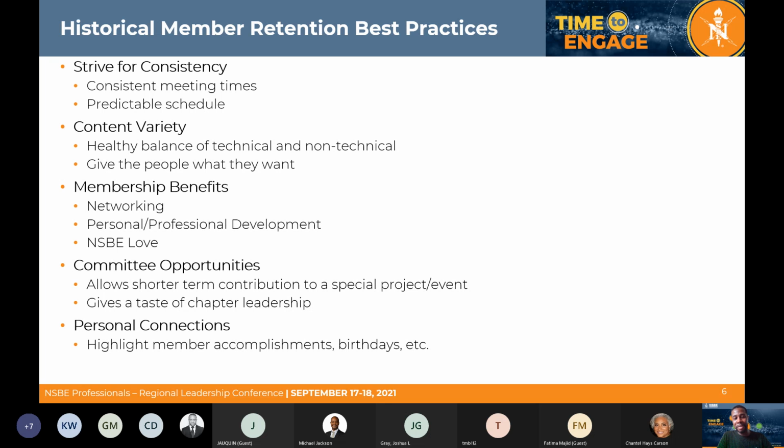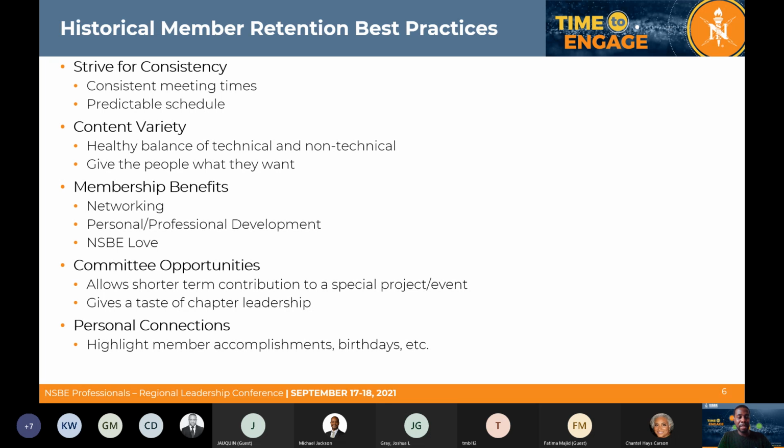Now, another thing you might want to consider is to offer committee opportunities. Some people might want to get more involved, but aren't necessarily ready to take the step to chapter leadership. So forming a committee for a one-off event or a special project can give people an opportunity to get that leadership experience without fully committing.